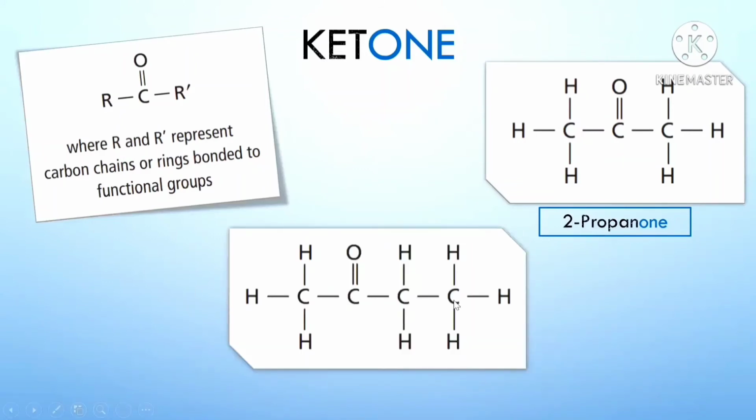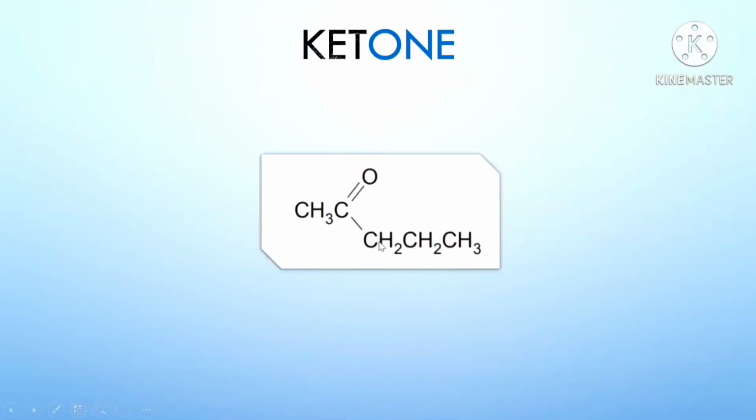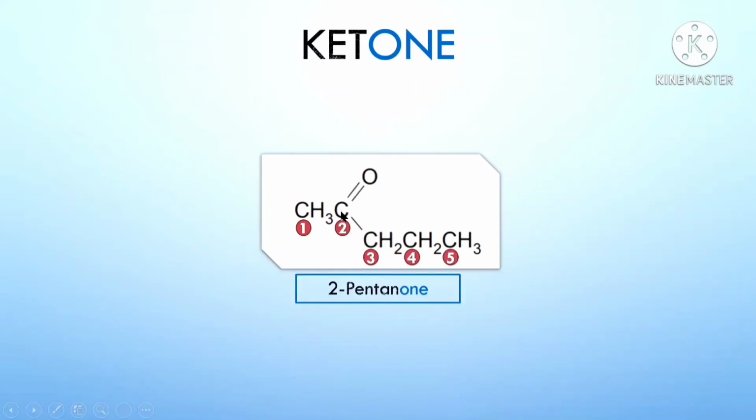Here we have a 4-carbon parent chain, so this is a butanone. We number it from the left to give this the lowest possible number, so 1, 2, 3, 4. So the name would be 2-butanone. For this example, this is the parent chain, and we start numbering from the left. 1, 2, 3, 4, 5. So it's a pentanone. This is carbon number 2, so 2-pentanone.